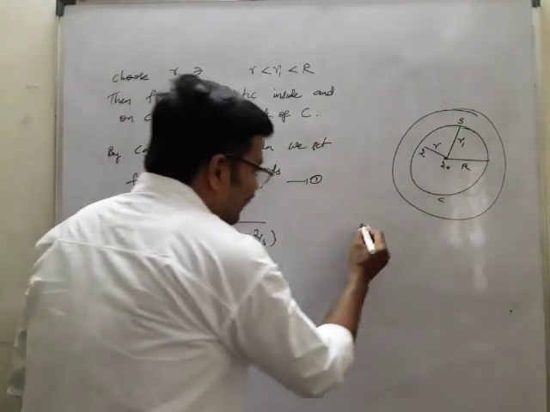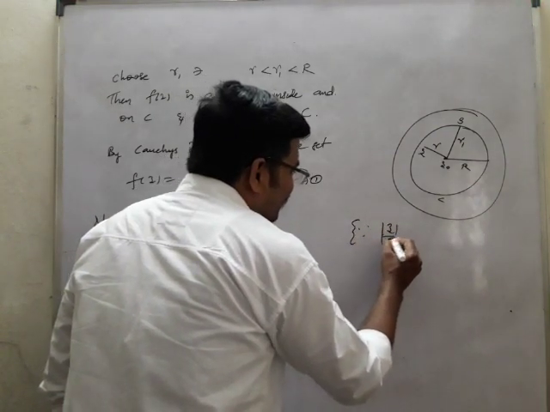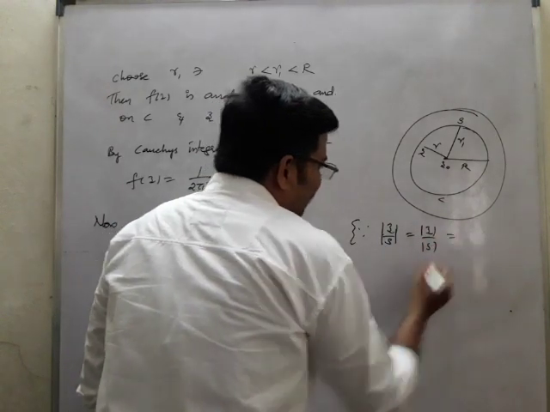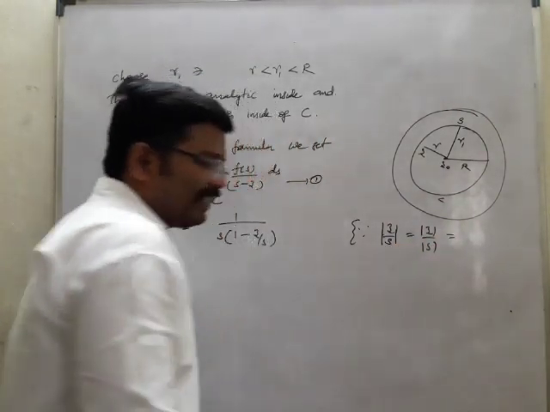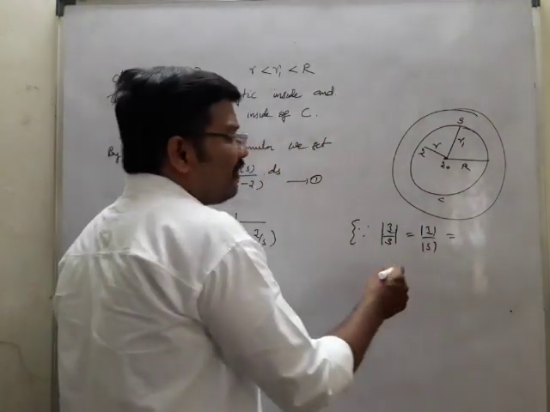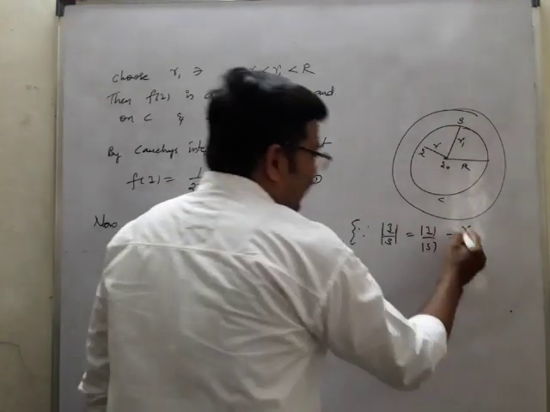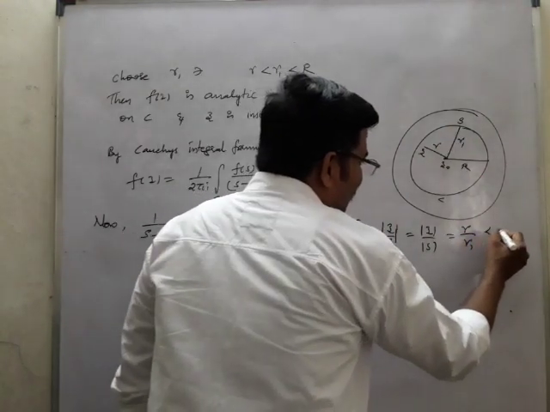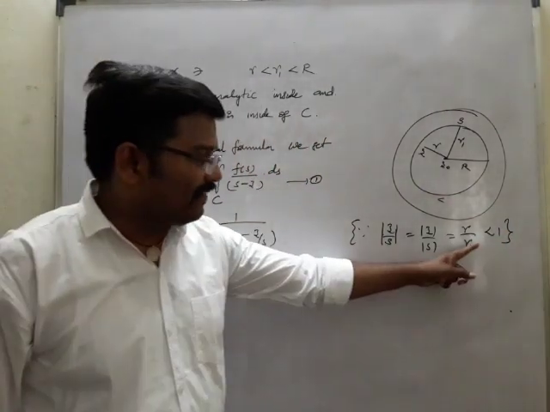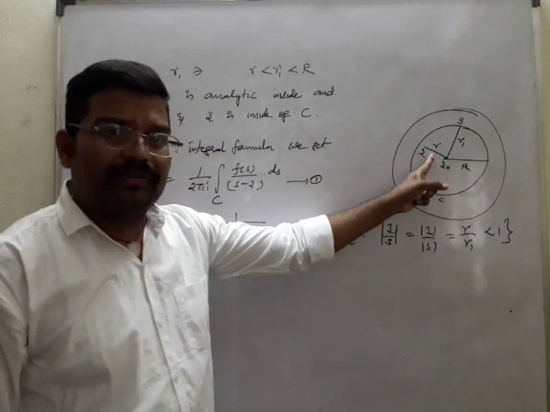Since mod z by s is nothing but mod z by mod s, you can understand mod z is always less than 1. So you will be getting it as less than 1. Or you can say mod z is nothing but r and mod s is nothing but r1, which is less than 1. R by R1 is less than 1.